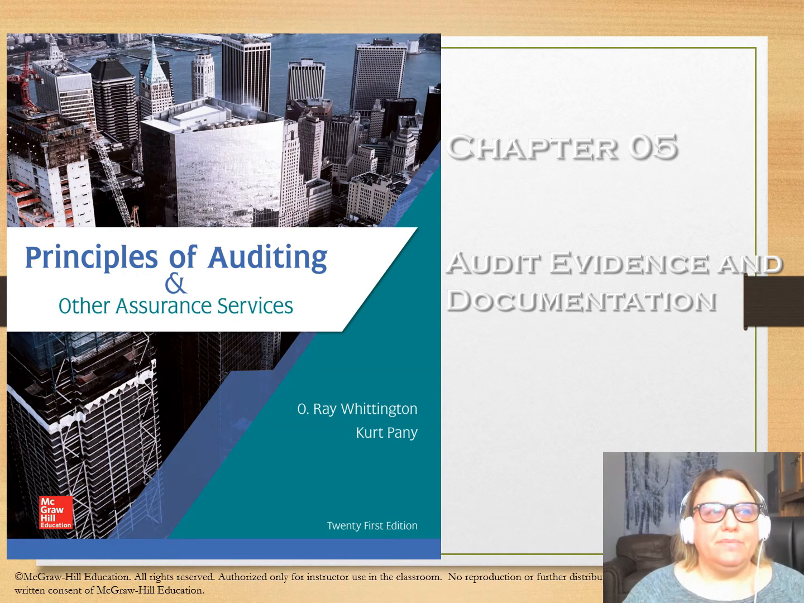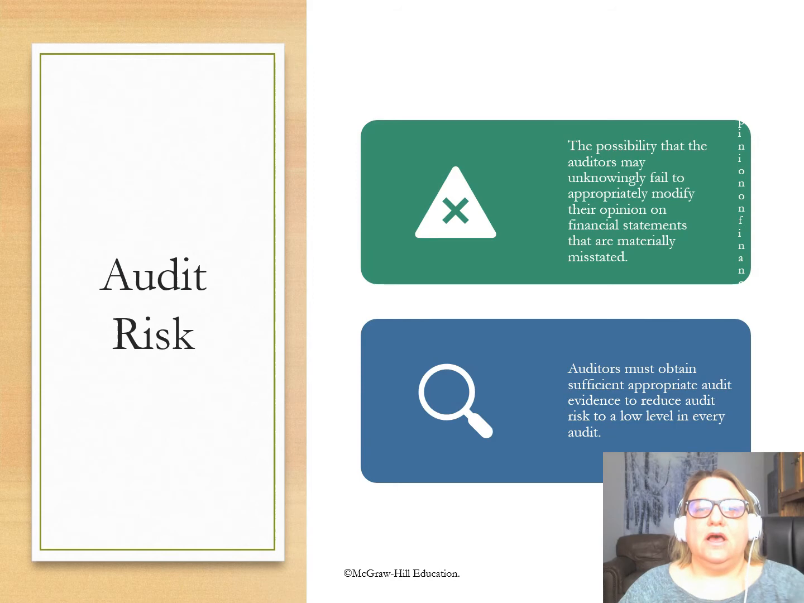I want to talk a little bit about this week. We're going to talk about audit evidence, audit risk, and financial statement assertions. So I want to draw your attention to the definition of audit risk. Audit risk is the possibility that an auditor may unknowingly fail to modify their opinion on financial statements.